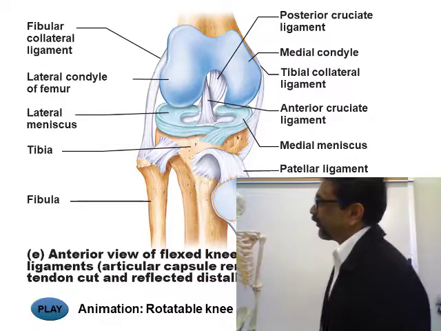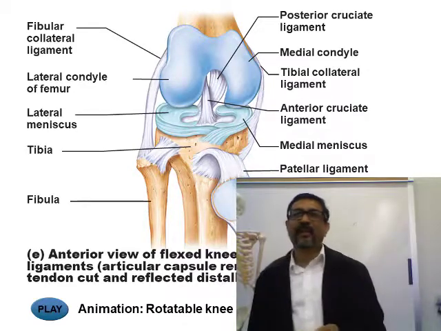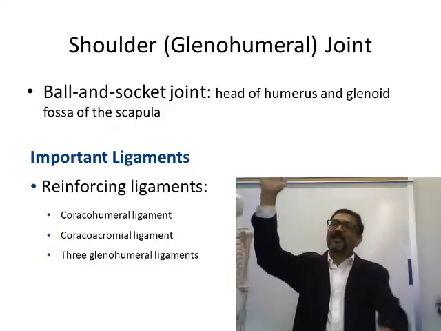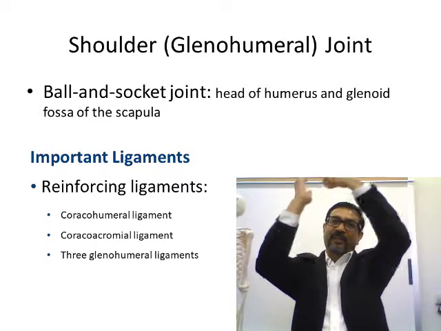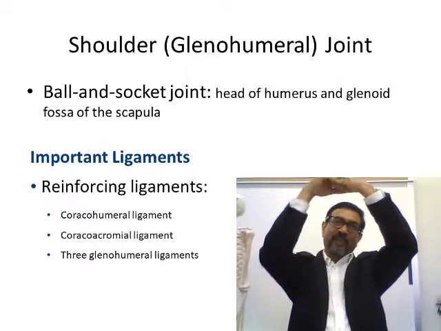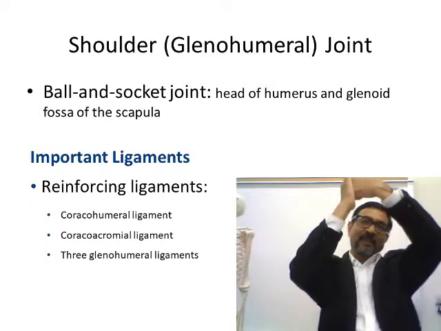Shoulder joint, another large synovial joint. This joint is a ball and socket type synovial joint. Why? Because you already know the shoulder joint is formed by the head of the humerus and the glenoid cavity of the scapula. The glenoid cavity is the socket and the head is the ball. So the ball is the head of the humerus and the socket is the glenoid cavity, like this.